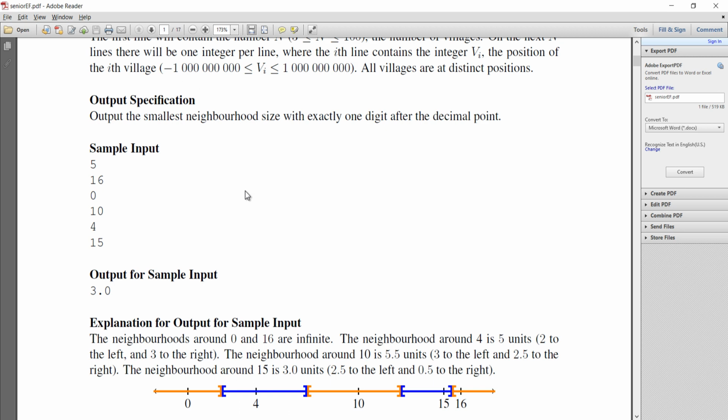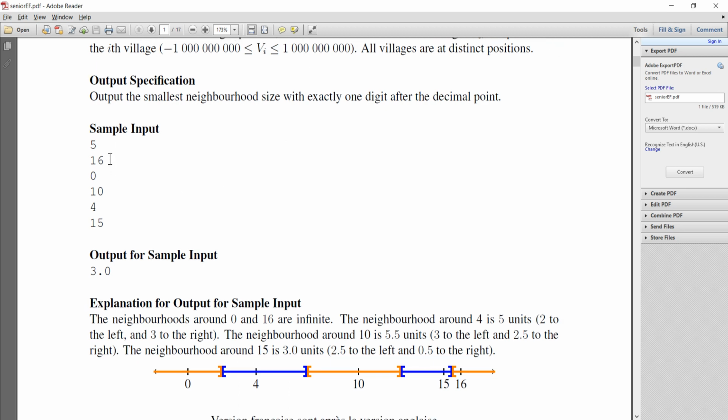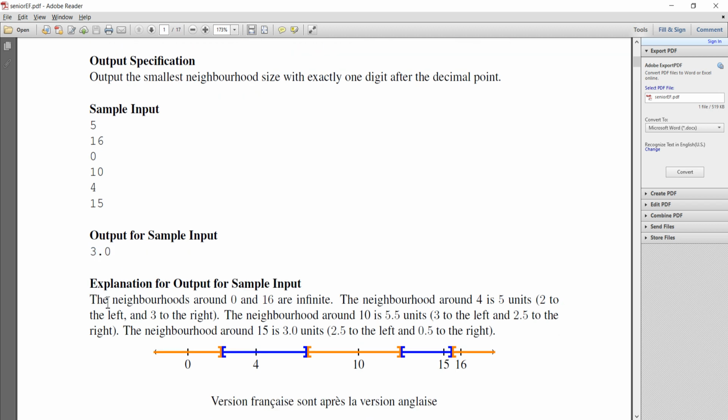And then let's see the sample. So here we have 5 points defined, and these are the 5 points. And now you can see that the points are not ordered. So once we read the input, we need to sort the numbers before we do the calculation. And the output is 3.0, and there's some explanation for how the calculation is done.